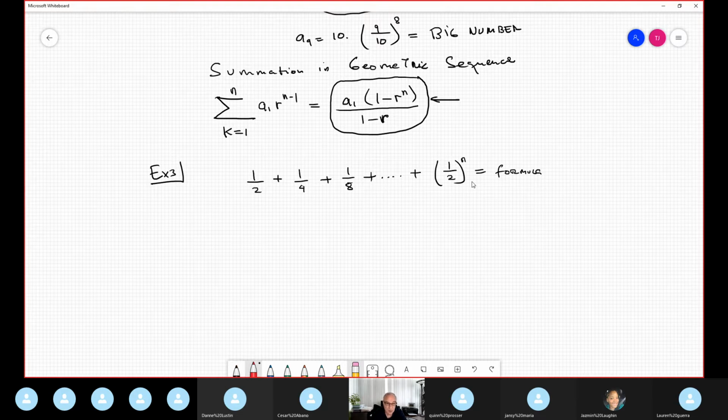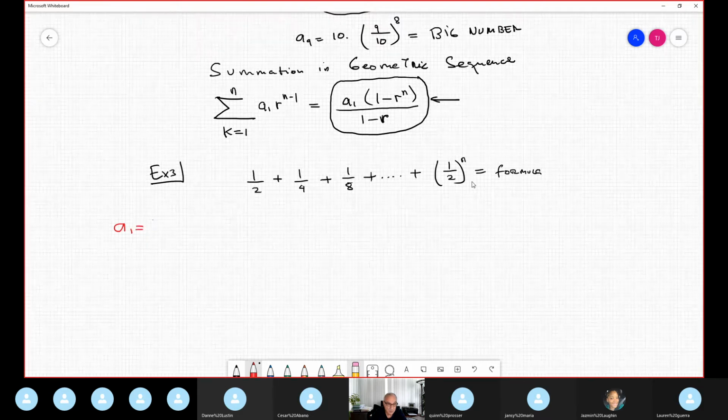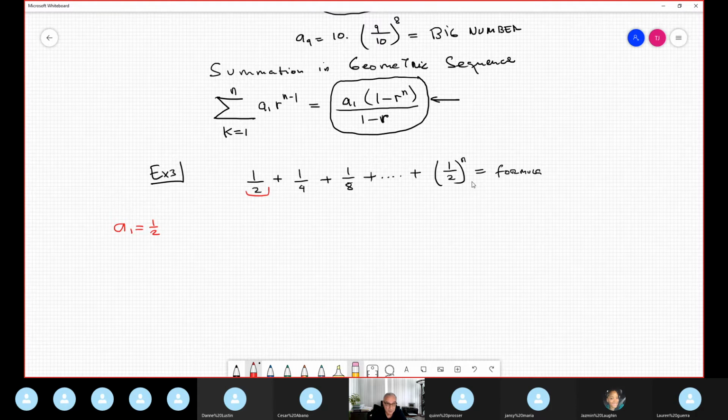So identification, a1 is 1/2. Look at that, this guy. And the common difference, the common ratio is, well, I have no idea. You divide this divided by this is 1/4 divided by 1/2. 1/4 times, flip it, 2/1 is 1/2. Wow, it's a coincidence again. It is 1/2, 1/2. Okay, you can check in here, it's exactly the same, right? The common ratio is 1/2.